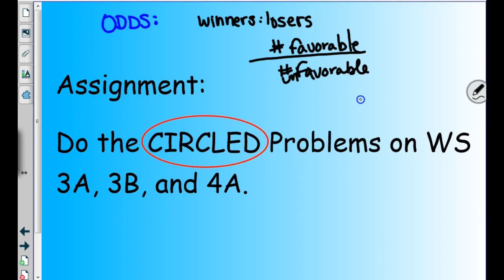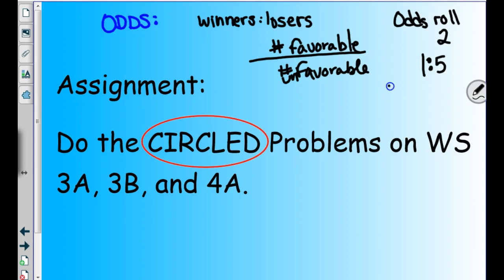You can write them either way, but for example, if we were rolling a die, what's the odds that you roll a 2? The odds of rolling a 2 are 1 to 5 because it's winners to losers. It's not probability. Probability is winners over total possible. Odds are winners to losers.